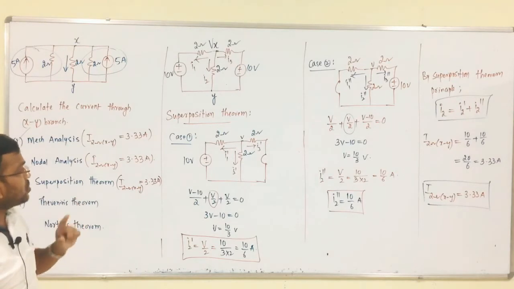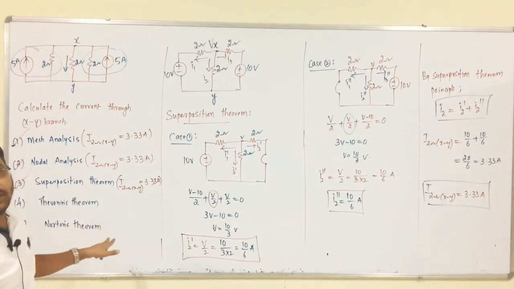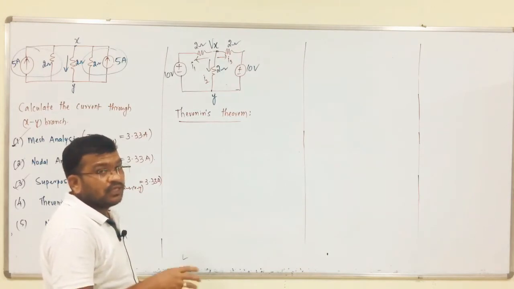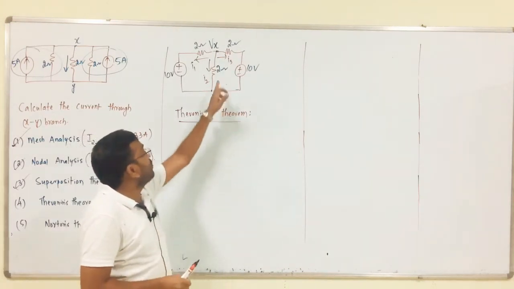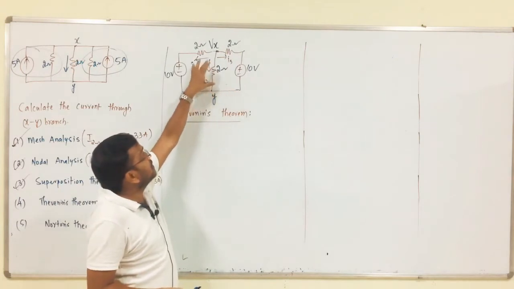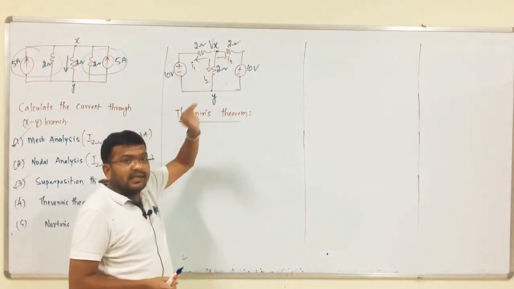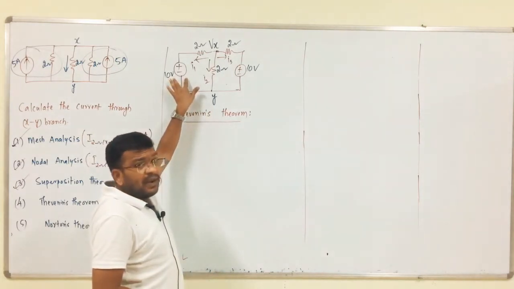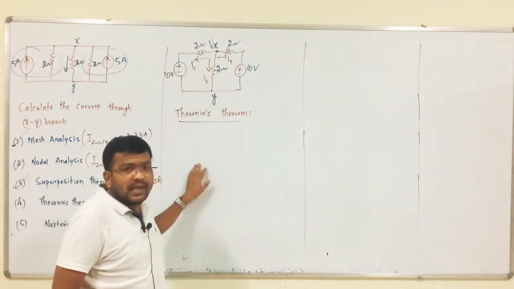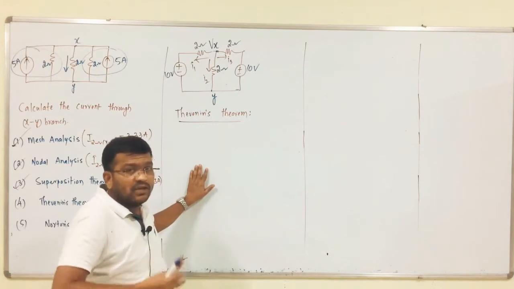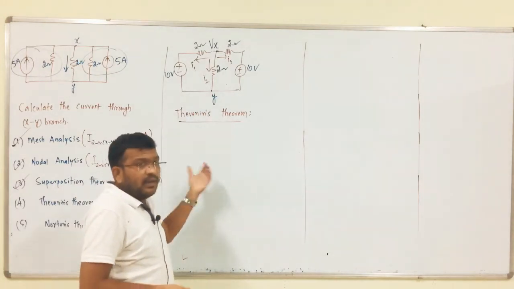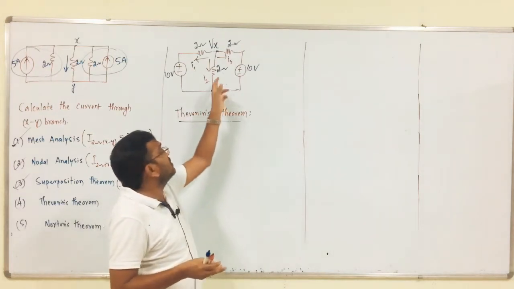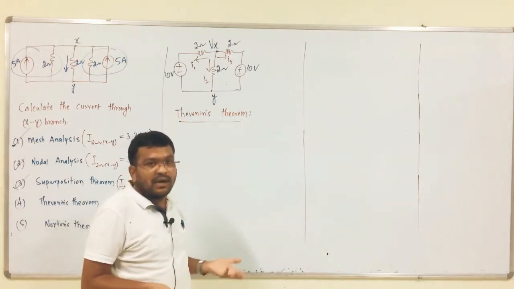Okay. Next, the approach is Thevenin's theorem. Next, we have to do the problem with respect to Thevenin's theorem. So, what is the procedure to get the value of current through this branch? First, we have to open circuit the load terminals and calculate the Thevenin's voltage. Later, we have to replace the independent voltage sources with their internal resistances and calculate RTH. And third step is obtaining the Thevenin's equivalent circuit. Fourth step is to get the current through this branch, that is nothing but the load current.